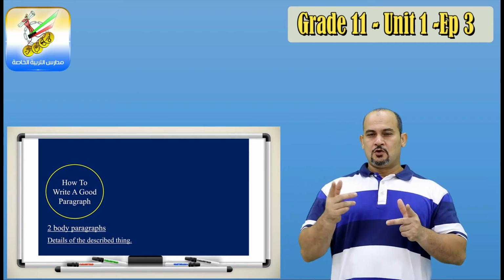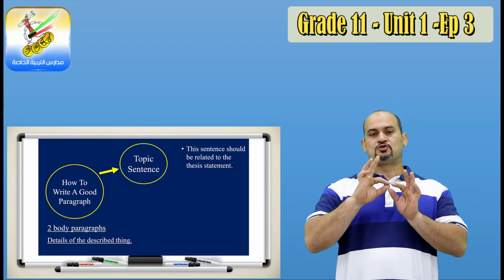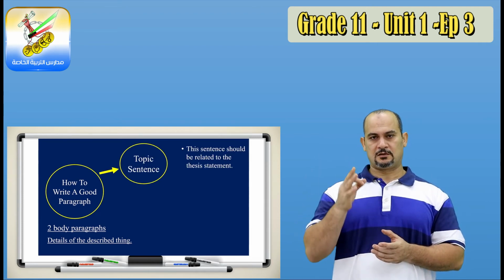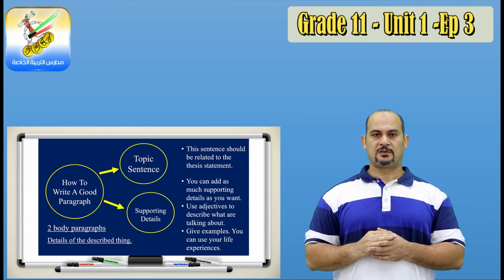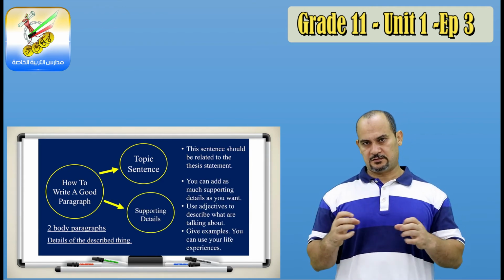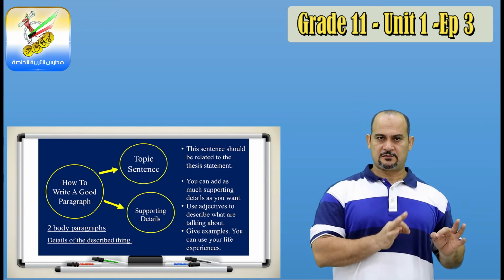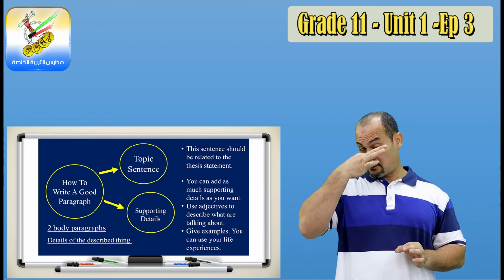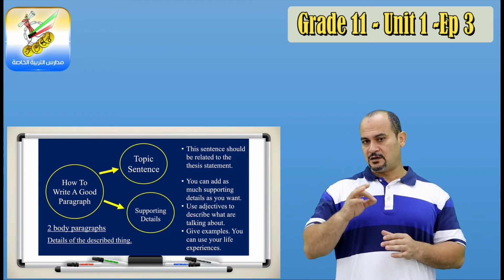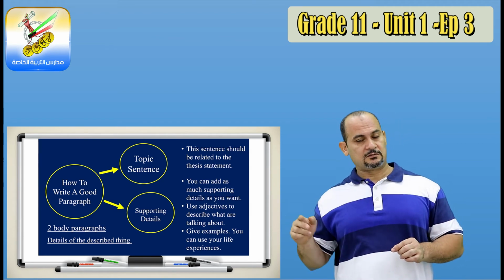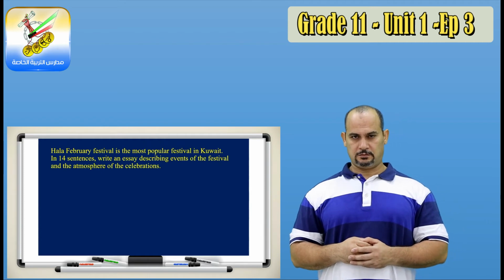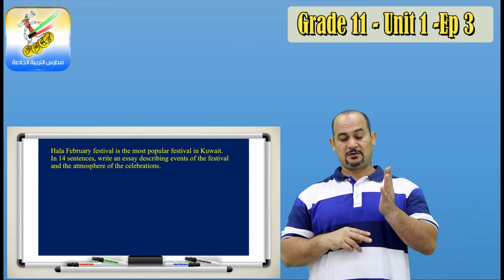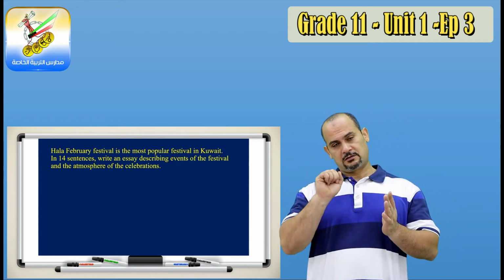Now, how to write a good paragraph? Topic sentence. This topic sentence should be related to the thesis statement and supporting details. You can add as much supporting details as you want. Use adjectives to describe what you are talking about. Give examples. You can use your life experiences if you want. Now, I will read this paragraph for you and then we will break it down together.